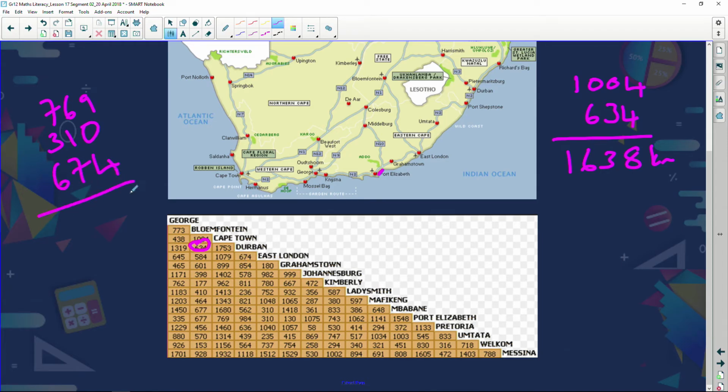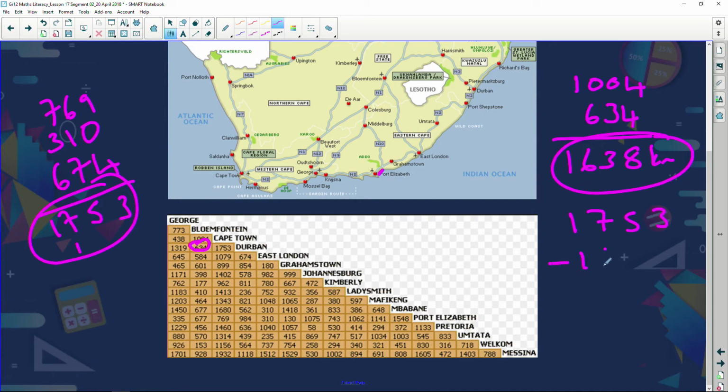So what we're now going to do is add 9 and 4 is 13, 7, 13, 14, 15, 6, 7, 10, 17. Right, let's have a look at that. So the one distance from Cape Town through Bloemfontein is 1,638 kilometers. The distance from Cape Town around this way is 1,753 kilometers. So if I say 1,753 and I subtract 1,638, I'm going to land up here.